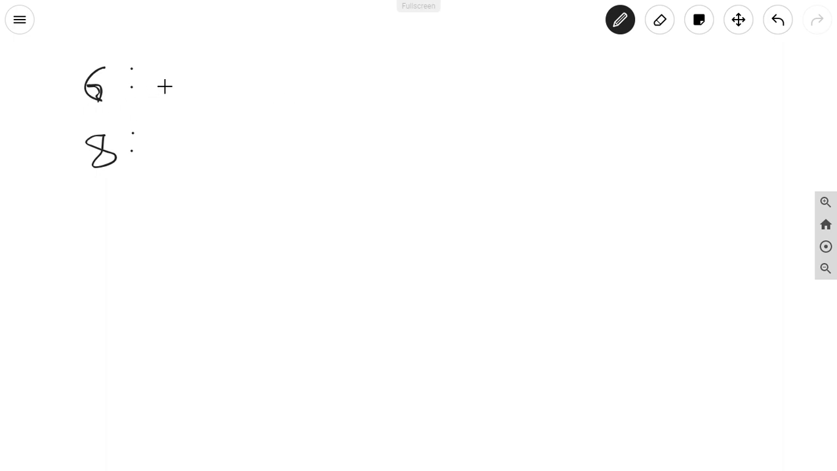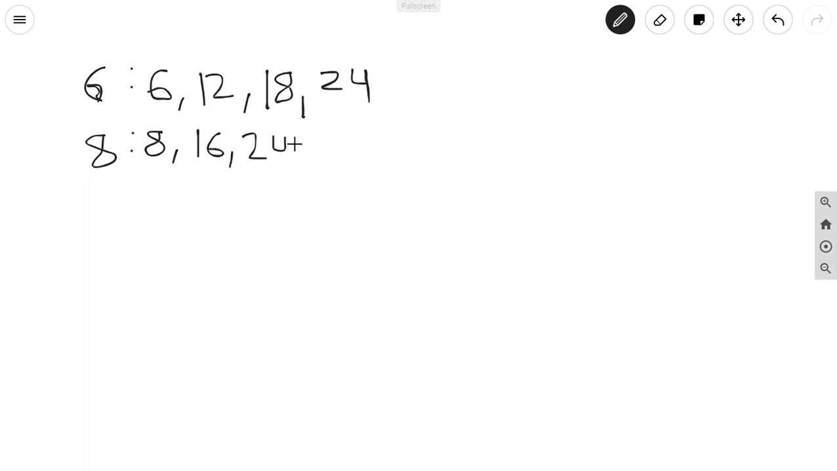All right. So 6 times 1 is 6. 6 times 2 is 12. 6 times 3, 18. 6 times 4 is 24. And you can just keep going, but I'm going to stop at 24. All right. Let's go to 8. So multiples for 8. 8 times 1 gives me 8. 8 times 2, 16. 8 times 3 is 24.